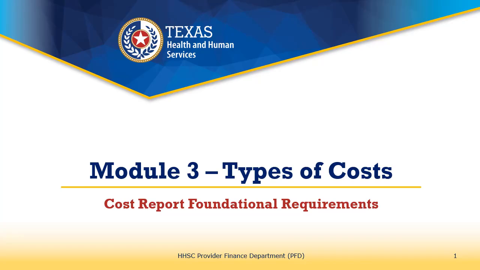Module 3 of the Cost Report Foundational Requirements provides information on the following types of costs: allowable, unallowable, billable, non-billable, and reported costs, which are itemized on the cost report. To begin this lesson, we will identify the purpose of documenting allowable costs on the cost report.